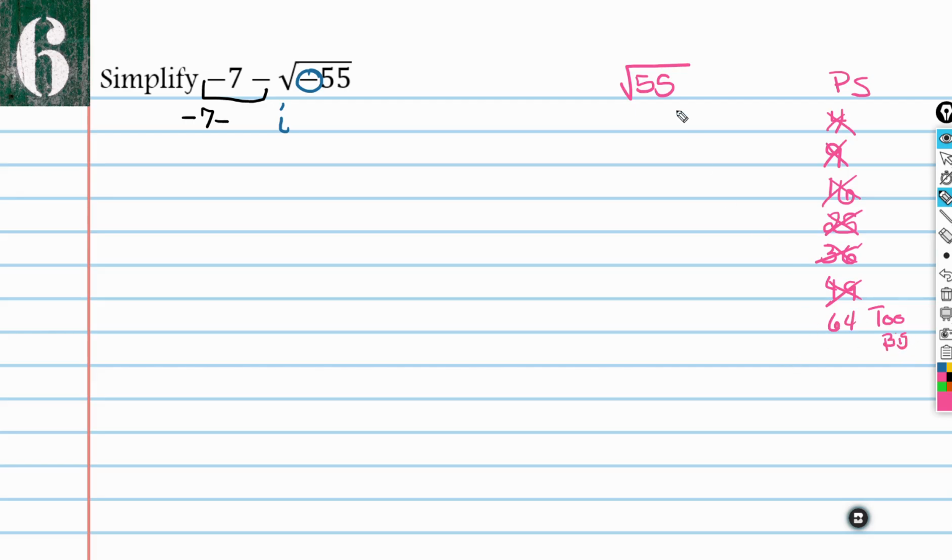So I know I can't go here. That means this is as simplified as it can get. So we have square root of 55, i. And so our answer is negative 7 minus the square root of 55, i.